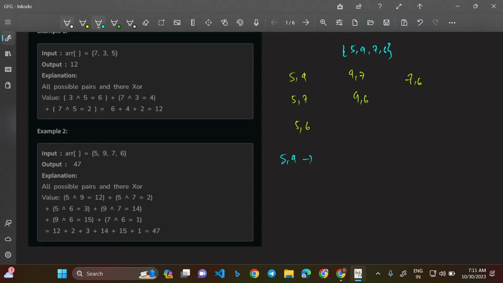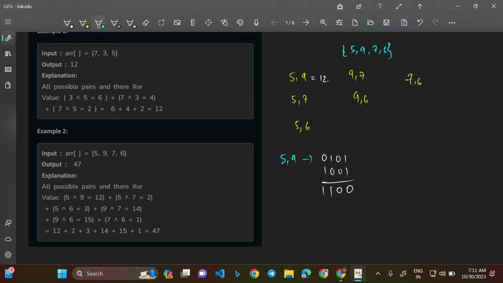So coming to 5 9, the binary of 5 is 0101 and 9 is 1001. So what is the XOR? We all know the XOR of 1 and 0 is 1, 0 and 1 is 1, 0 and 0 is 0, and 1 and 1 is 0. So if the bits are the same, then the XOR between them is 0. If the bits are different, then the XOR between them is 1. So 1 XOR 1 is 0, 0 XOR 0 is 0, 1 XOR 0 is 1 as the bits are different, and 0 XOR 1 is 1. So what is the sum being contributed here? 8 plus 4, that is equal to 12. So here the sum is 12.